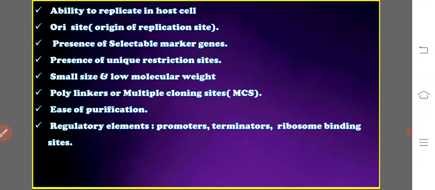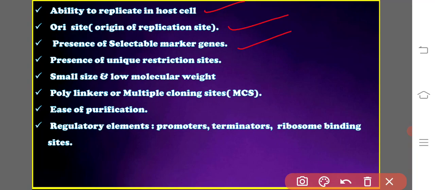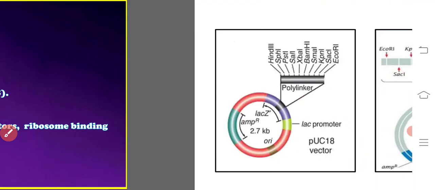So that it is able to replicate in the host cell, and there should be an ORI site, origin of replication site, and there should be presence of selectable markers, presence of unique restriction sites, the small size, low molecular weight, polylinkers or multiple cloning sites should be there, and ease of purification, and it should contain regulatory elements like the promoters, terminators, ribosome binding sites. These are the unique features of the vectors.